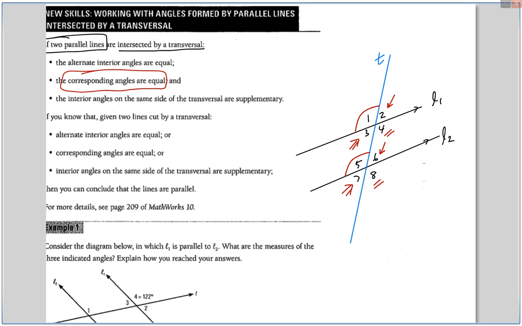That's corresponding. They're in the same relative position. 1 and 5 are in the top left, 2 and 6 are in the top right, 3 and 7 are in the bottom left, and 4 and 8 are in the bottom right.